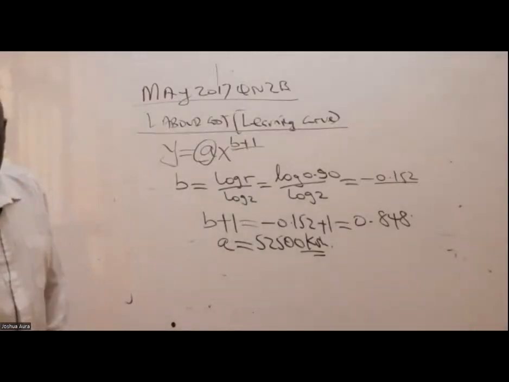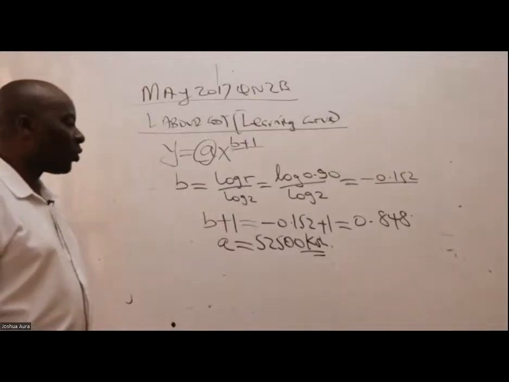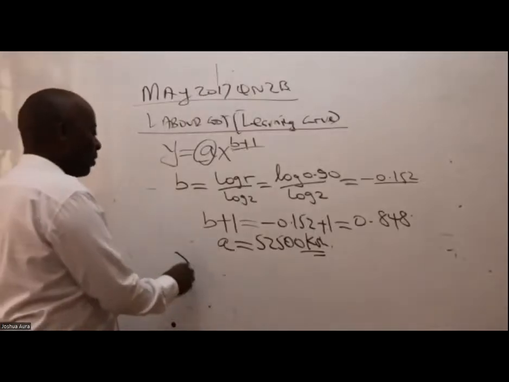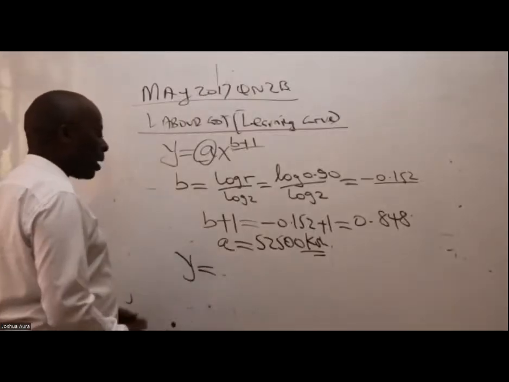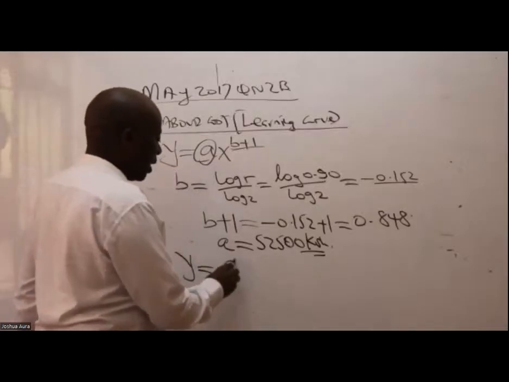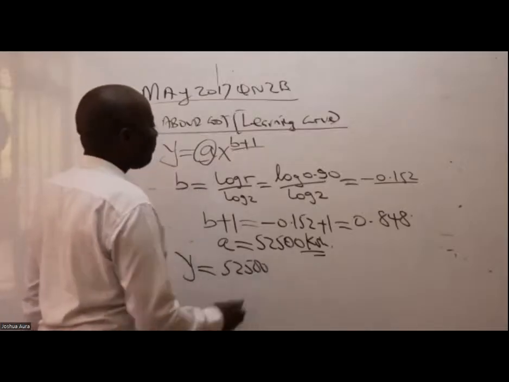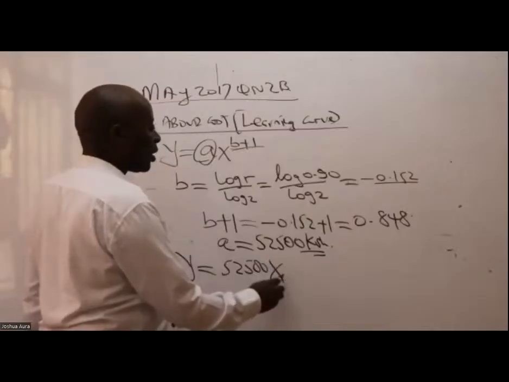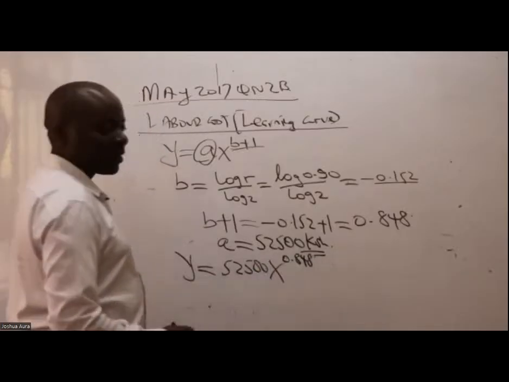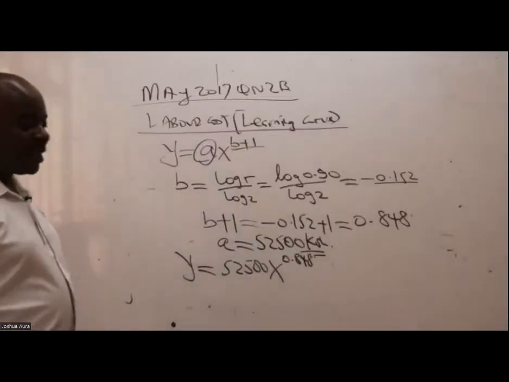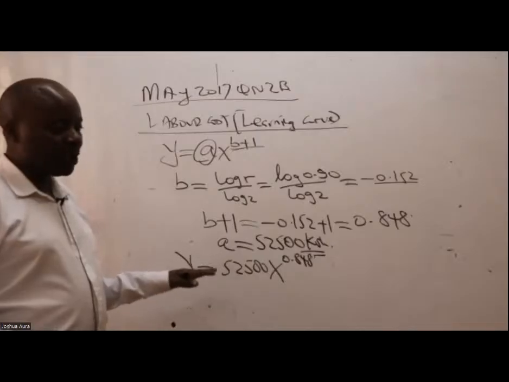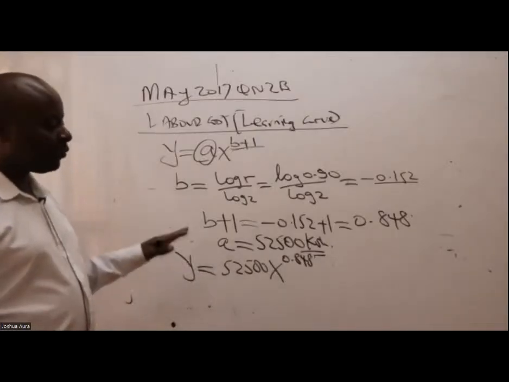Total labor cost. It's a cost. So I'm so lucky because, ladies and gentlemen, these people have made my work very easy. So I know that my Y here will be equal to A, which is 52,500, X raised to B plus 1, which is 0.848 like that. Yes, time taken to make the first batch.